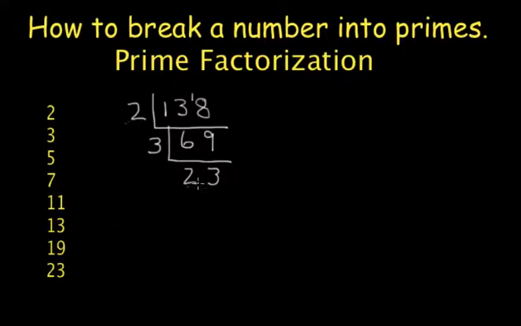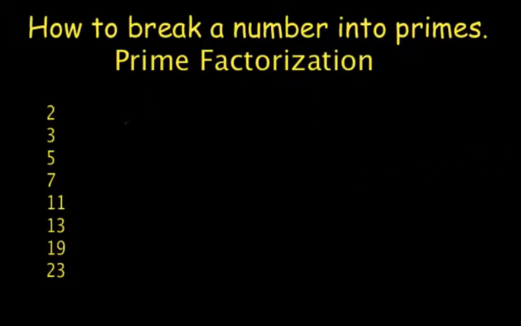Since 23 is in my list of primes, then I'm done factoring 138. It is 2 times 3 times 23. Let's try another number.